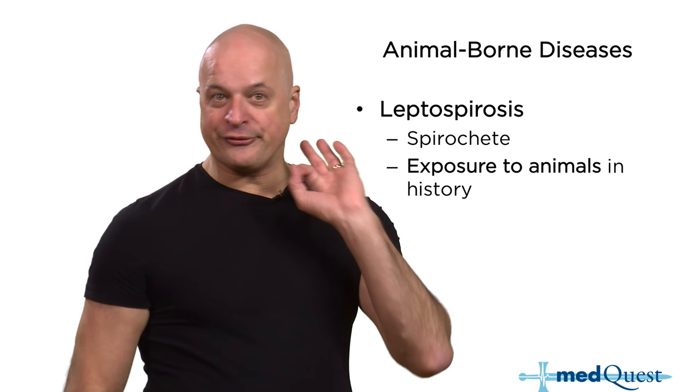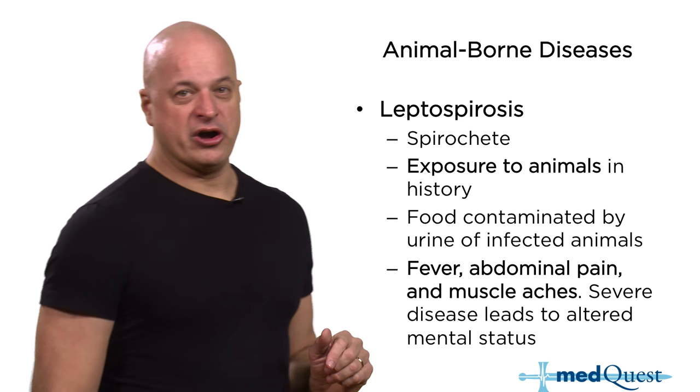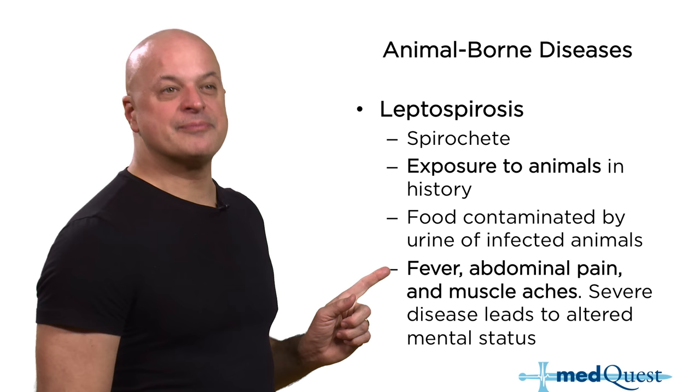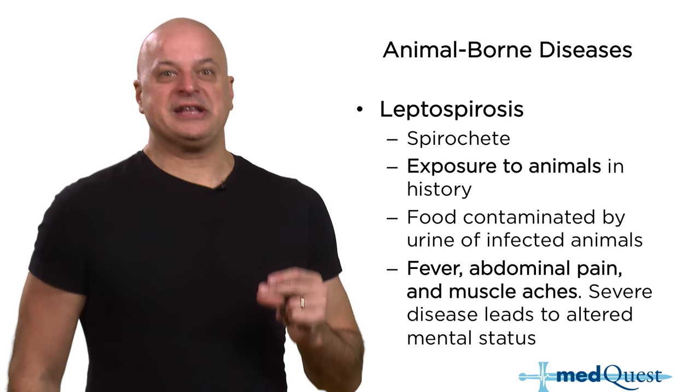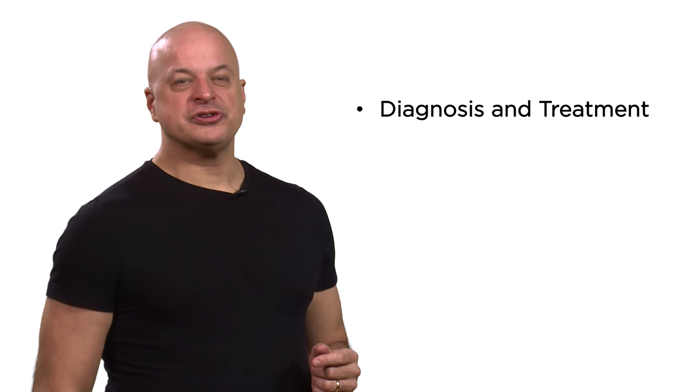So you have to have animal exposure in history or you won't be able to get this illness. It's food contaminated by the urine or feces of the animal, since they're close to each other. Fever, well, this is the infectious disease section, so saying something has a fever is nothing special, even fever and abdominal pain. What becomes different and unique is muscle pains. So you get severe myalgias, and that tells you also the high CPK.